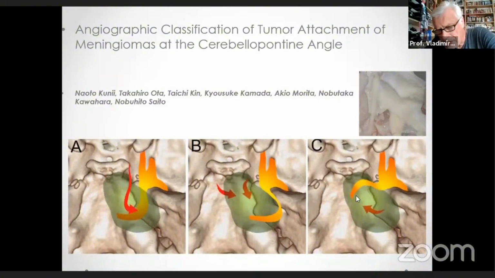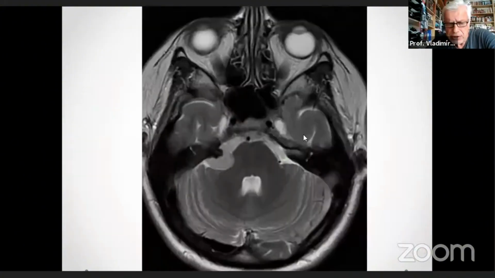But these are much easier because there are many more arachnoid layers, at least two, on the medial and anterior border of the tumor, unlike in this case where there is only one arachnoid layer. So let's go through several cases.